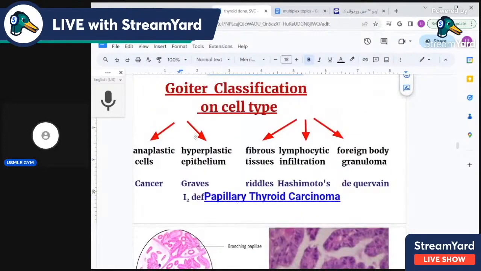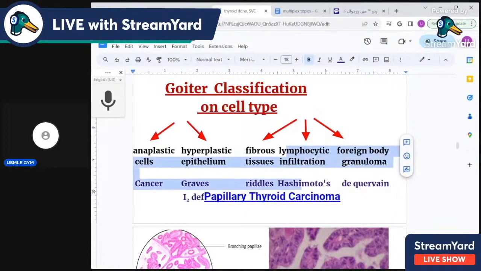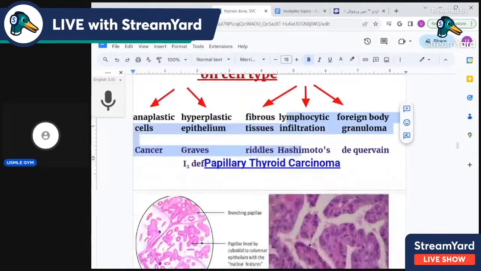Now, goiter classification on cell type. It may be anaplastic cells, which occur in cancer, or hyperplastic epithelium that occurs in Graves' disease and in iodine deficiency. It may have fibrous tissue that occurs in Riedel's thyroiditis, lymphocytic infiltration that occurs in Hashimoto's thyroiditis, and a foreign body granuloma that occurs in De Quervain thyroiditis. So this is the goiter classification on cell type.